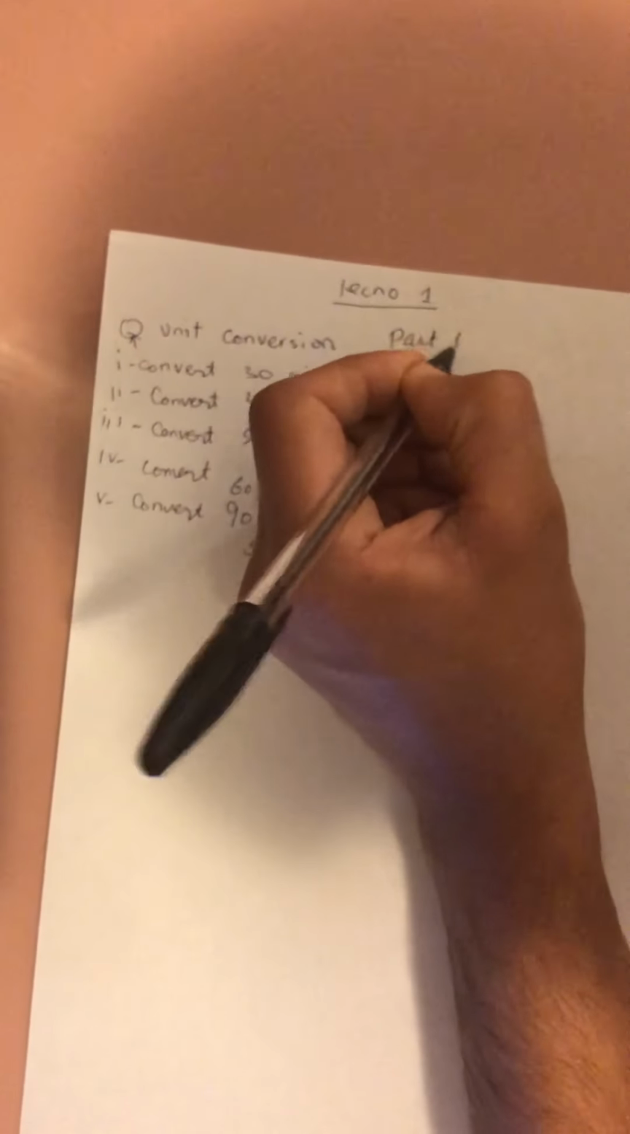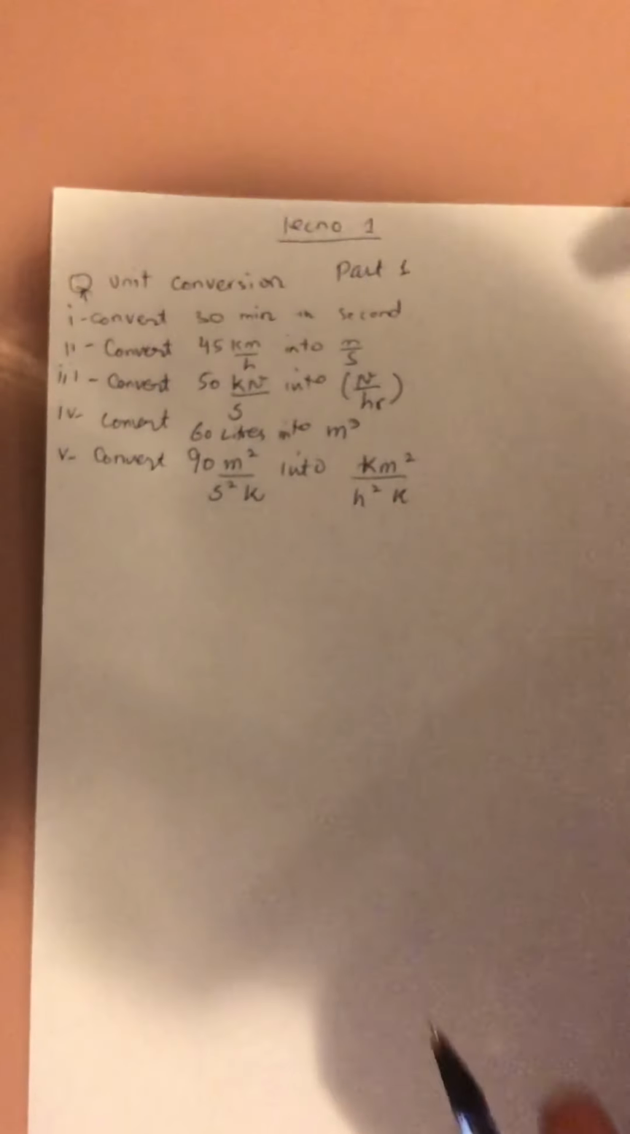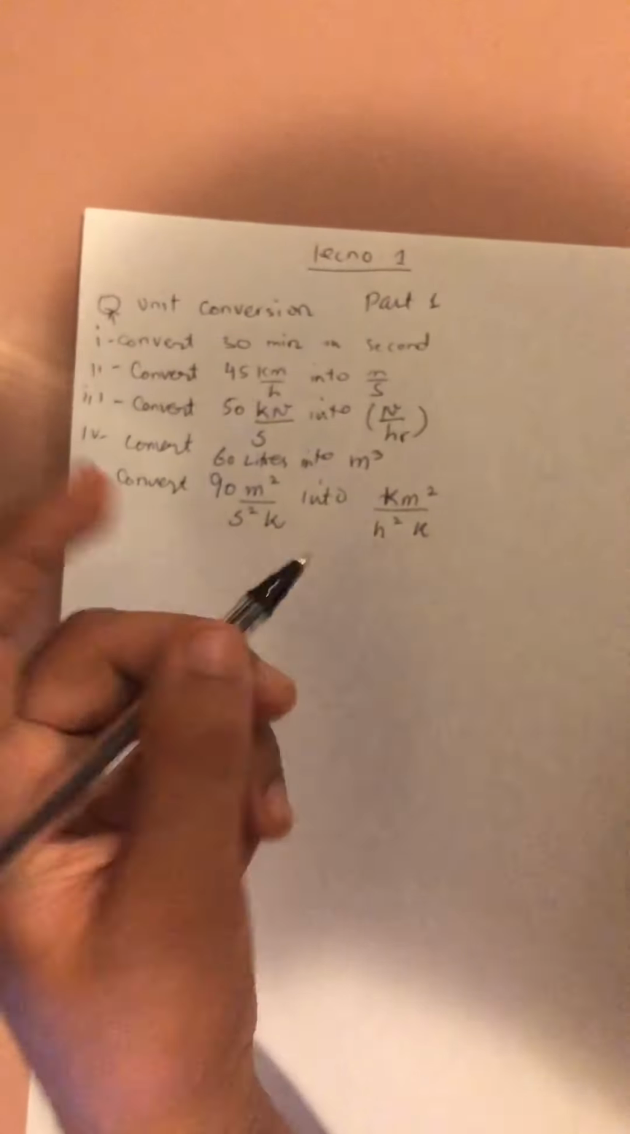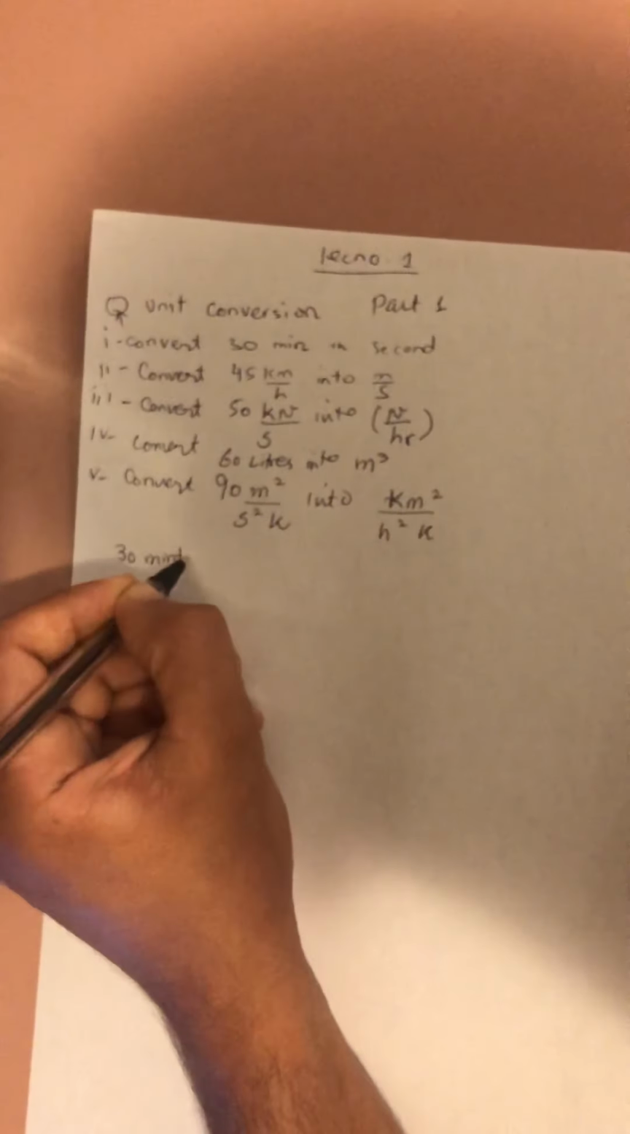This is part one, and we will be solving these five questions because this is lecture number 1, and lecture number 1 is regarding unit conversions. It's basically unit and measurements. This chapter is chapter number 1. So let's start. The first question is 30 minutes into seconds.